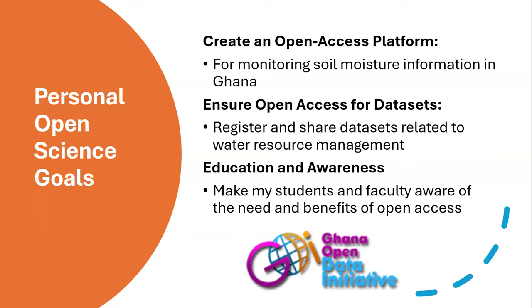is to create an open access platform for monitoring soil moisture information in Ghana, where this data is available online for people locally and internationally to be able to access the information and use it. Also, to ensure open access for data sets, register and share data sets related to water resource management.